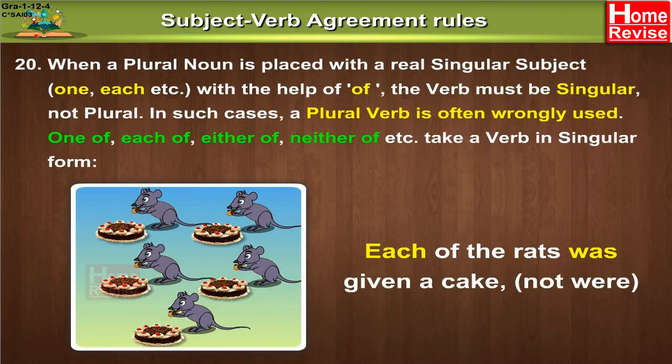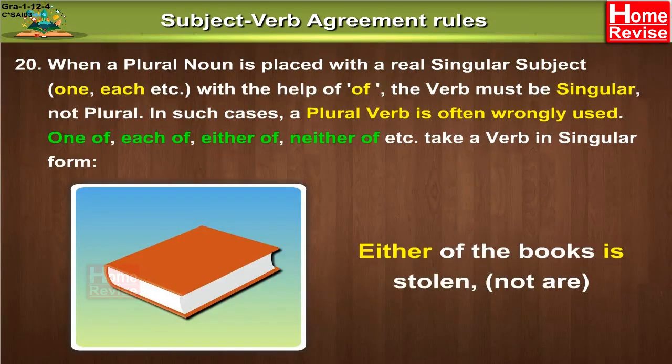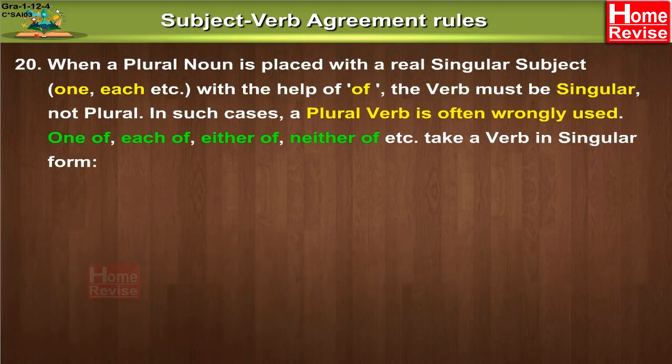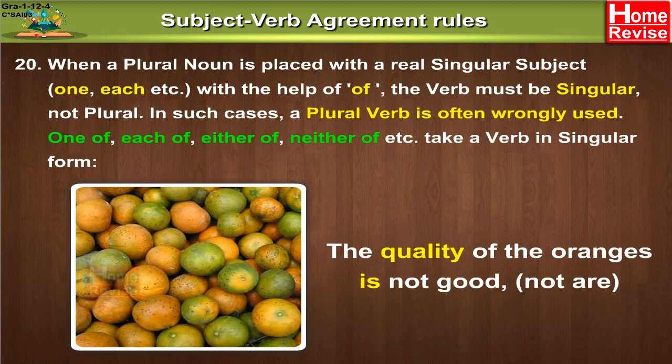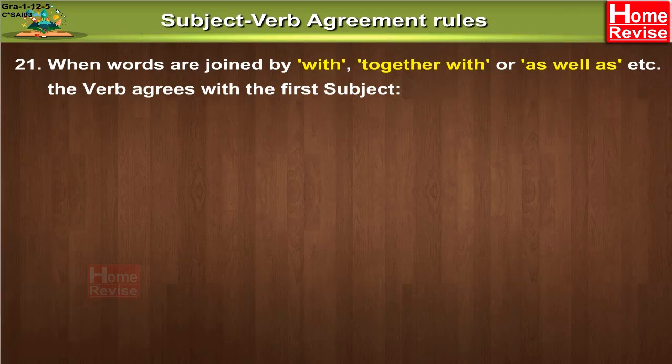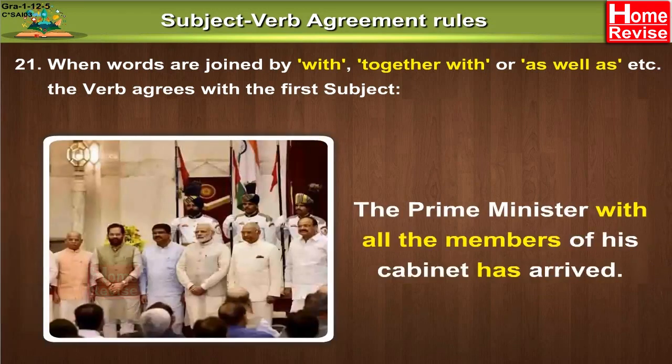Each of the rats was given a cake, not were. Either of the books is stolen, not are. Neither of the books was interesting, not were. The quality of the oranges is not good, not are. 21. When words are joined by with, together with, or as well as, etc., the verb agrees with the first subject. The Prime Minister with all the members of his cabinet has arrived.